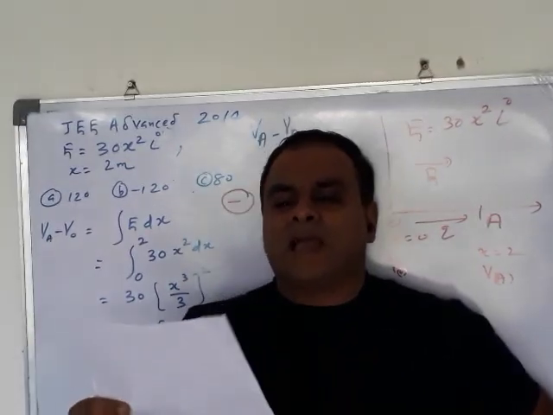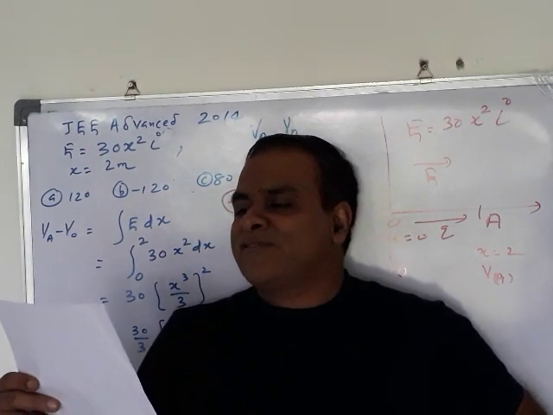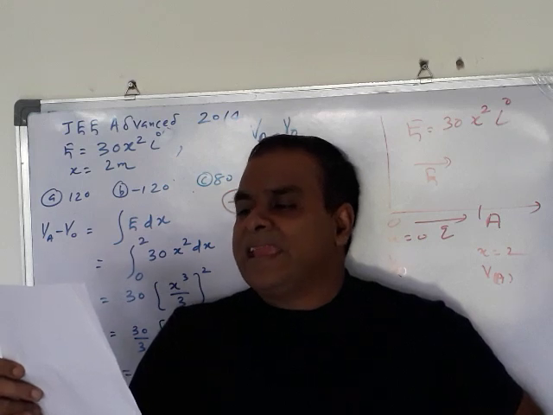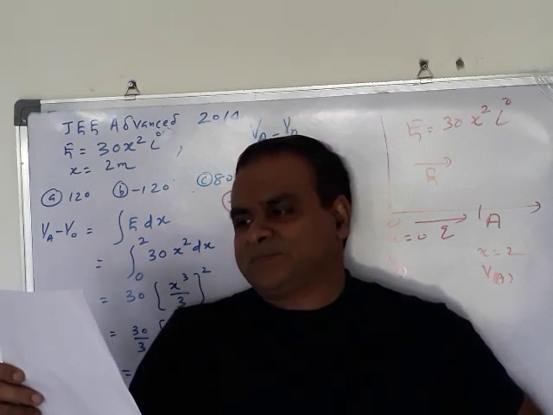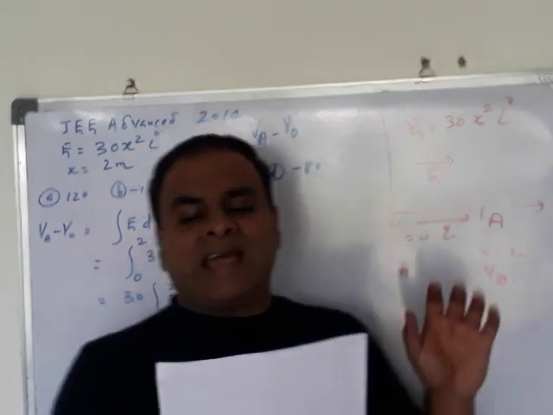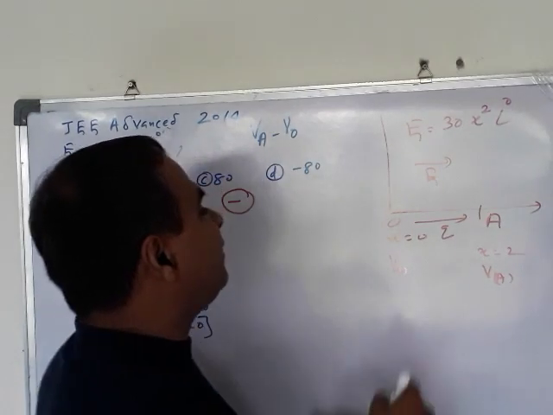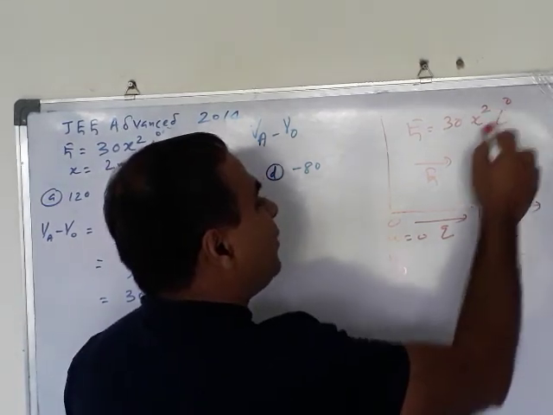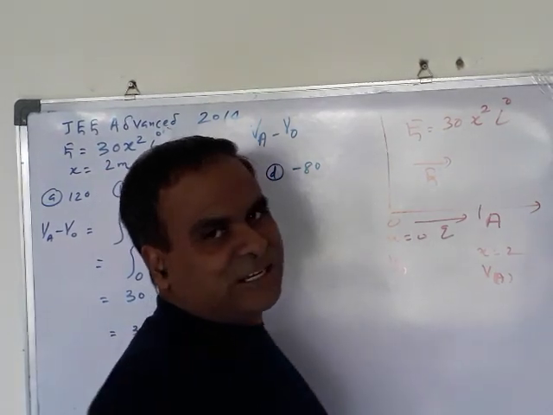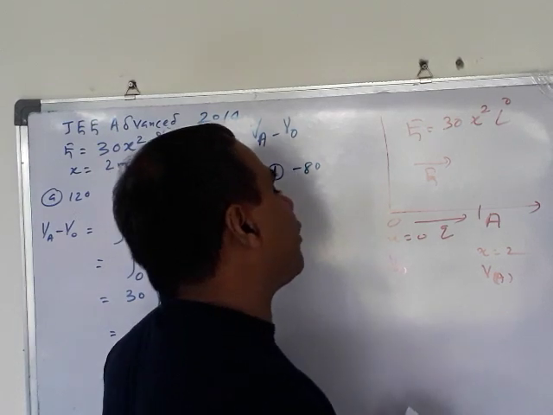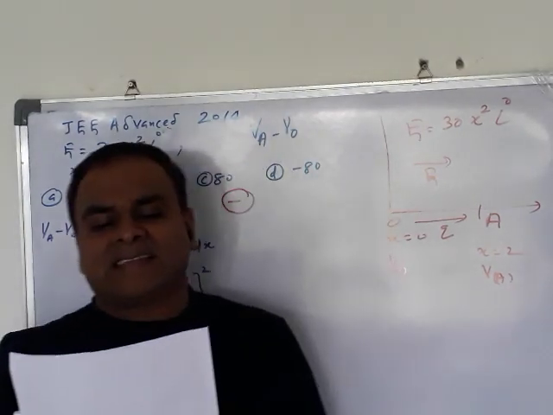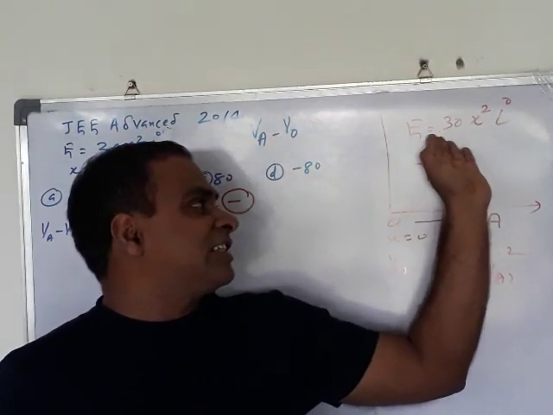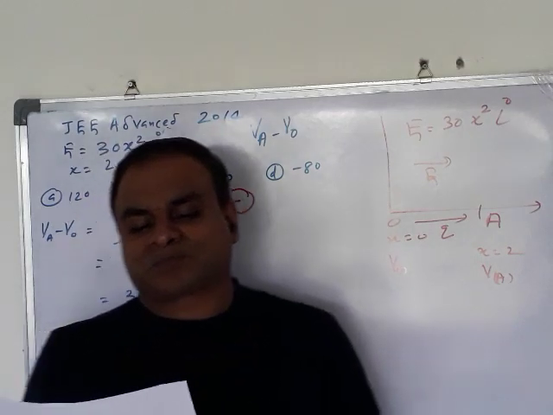The question is: assume that an electric field E is equal to 30 x square i exists in space. That is very important. The i means it is along the x direction, so the field exists along the positive x direction.